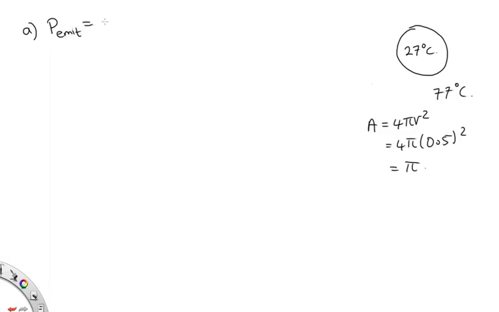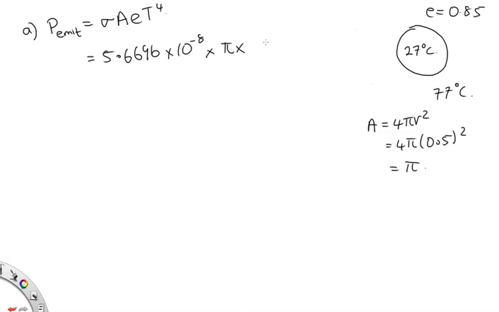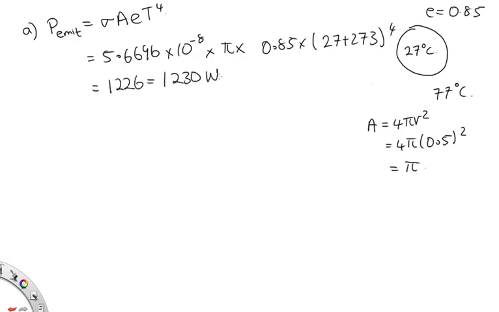The power emitted is equal to sigma A E T to the 4. Sigma is 5.6696 times 10 to the minus 8, times the surface area, times the emissivity, which we're told was 0.85, times the temperature to the power of 4. So that's 27 plus 273, to the power of 4. Solving that on the calculator, we get 1,226, which is 1,230 watts to 3 significant figures.